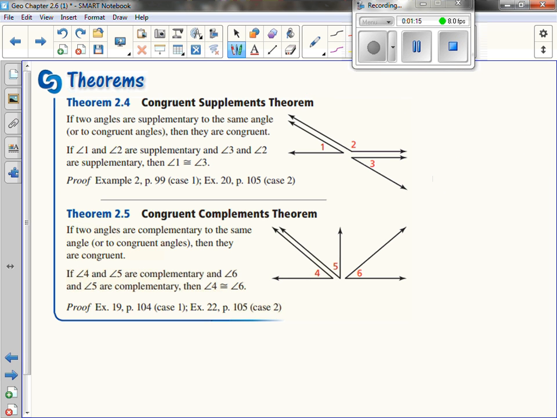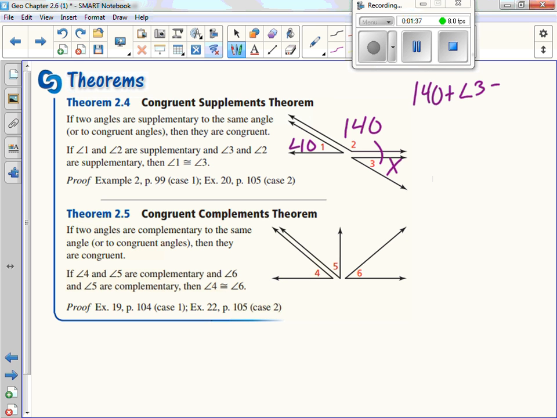We can look at it a different way. If we said that this was 40 and 140, well, those two add together to be 180, yes? 40 plus 140 is 180? Yes. And we say that these two here are supplementary, so 140 plus angle 3 equals 180. Well, if we subtract 140, we see that angle 3 is 40. These two have to be the same. If 1 and 2 are supplementary and 2 and 3 are supplementary, 1 and 3 have to be the same value.